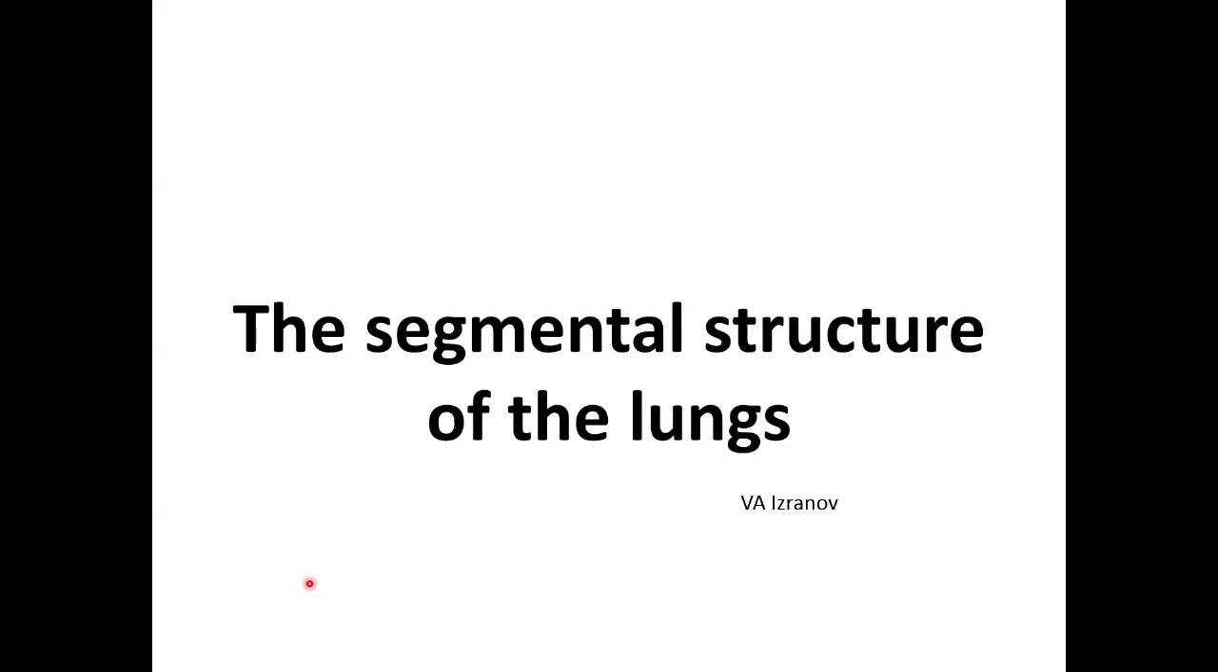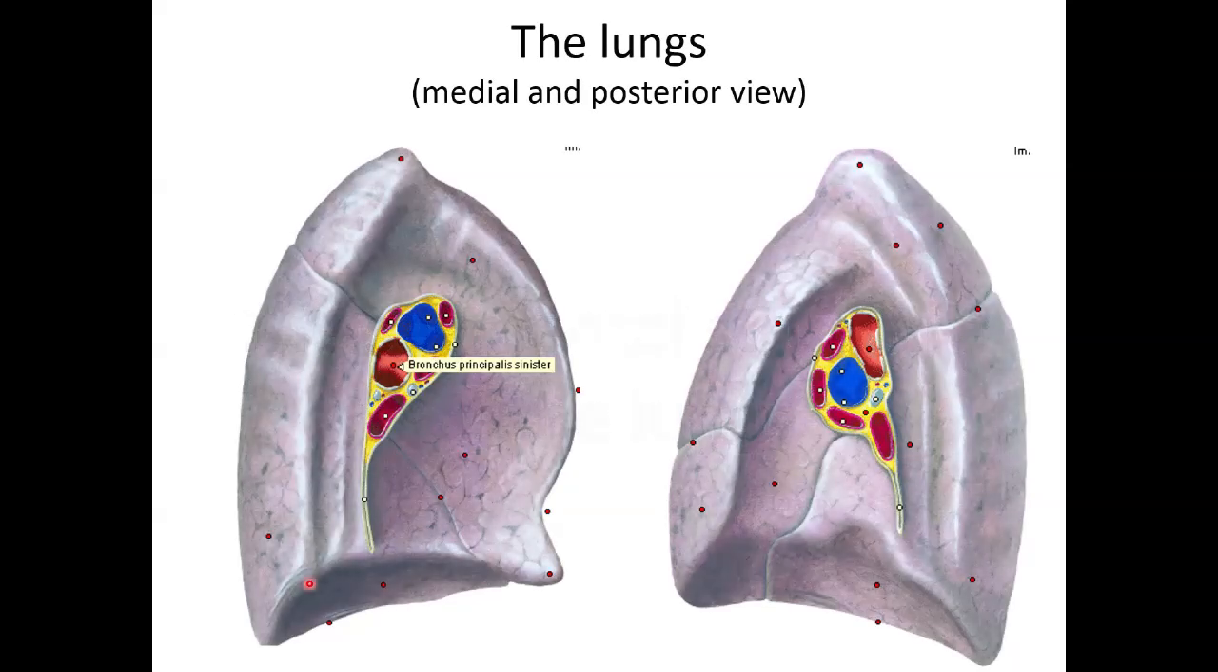Good morning, colleagues. Today's theme is segmental structure of the lungs. On this picture, you can see lungs from medial and posterior view. We can understand that lungs are quite large, paired organs. And this is right lung, and this is left lung. Again, we are looking from posterior. That's why this is left and this is right.